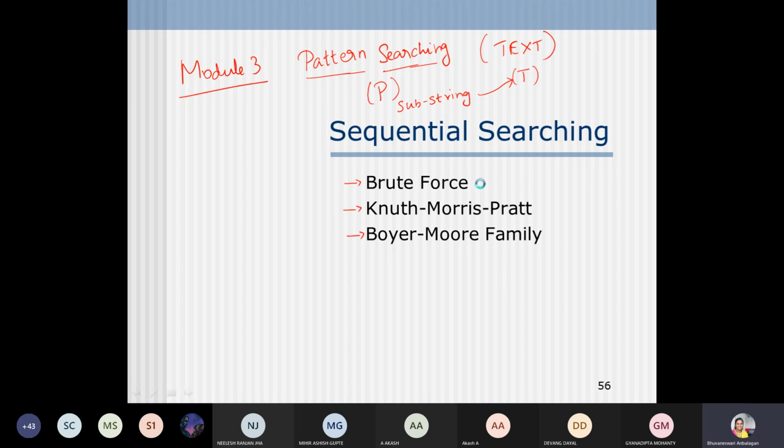So let me explain what the brute force method is. We have a basic algorithm for doing this brute force. Let me consider I have a string, the text T. The text is going to be A, B, C, D, E, F, G. So this is the text I'm going to have. The pattern that I'm going to search for is D, E, F.